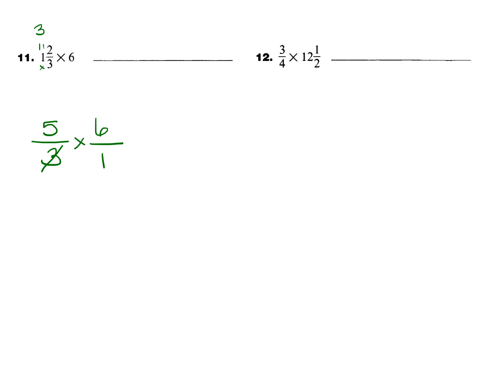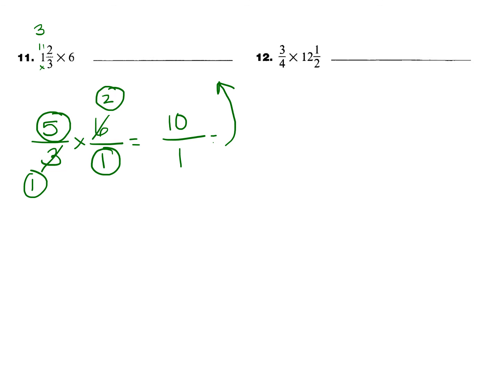3 divided by 3 equals 1. 6 divided by 3 equals 2. 5 times 2 equals 10. 1 times 1 equals 1. 10 over 1 equals 10.